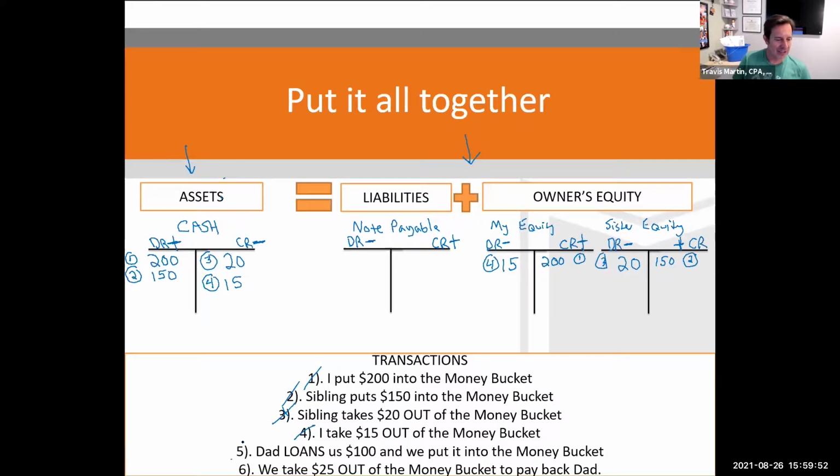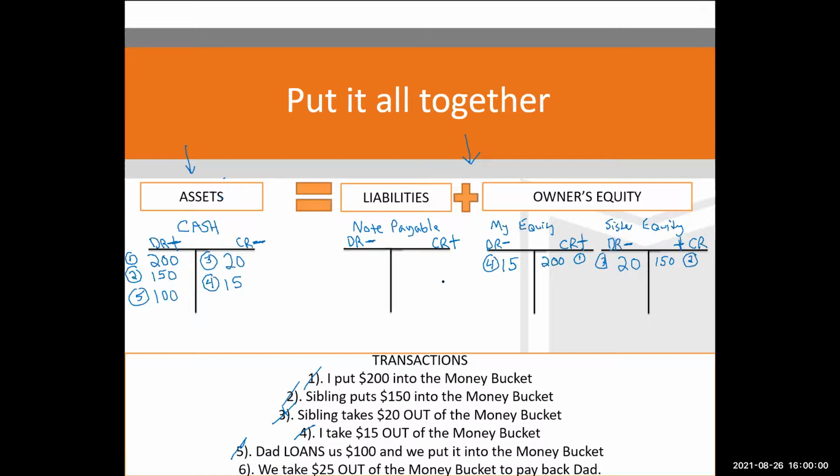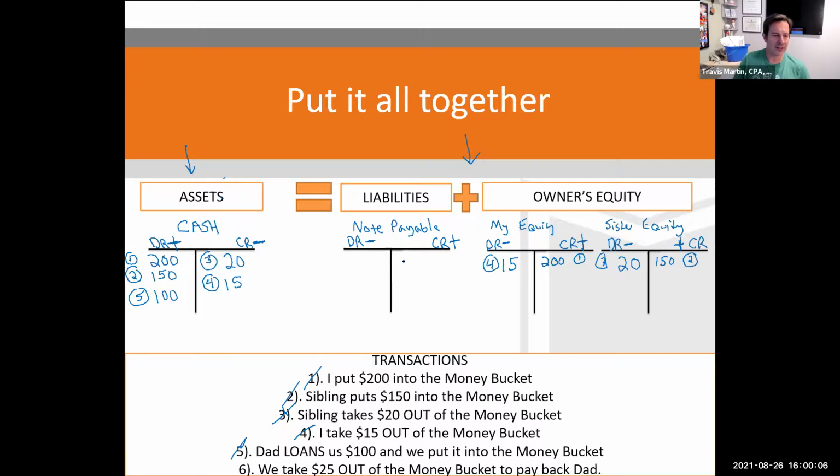Number 5, Dad loans 100 to the bucket. So we have money coming into the bucket. And now we have a 100 credit for note payable. Yeah, 100 credit for note payable. Good. I like it. We're getting it.